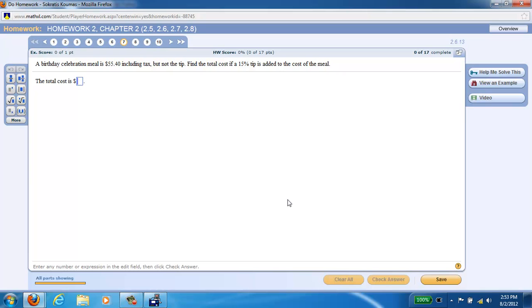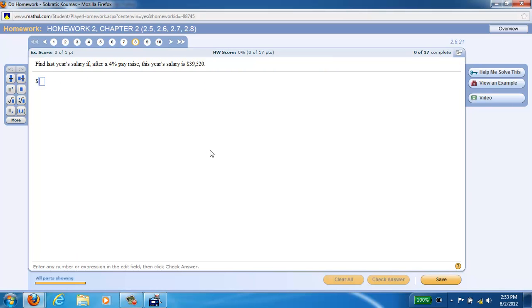Problem number 2, you know the bill, so you have to calculate the tip, multiply 0.15 times 55.4, so you know the tip, and then you know what is the total cost of the meal by adding the tip to the meal.